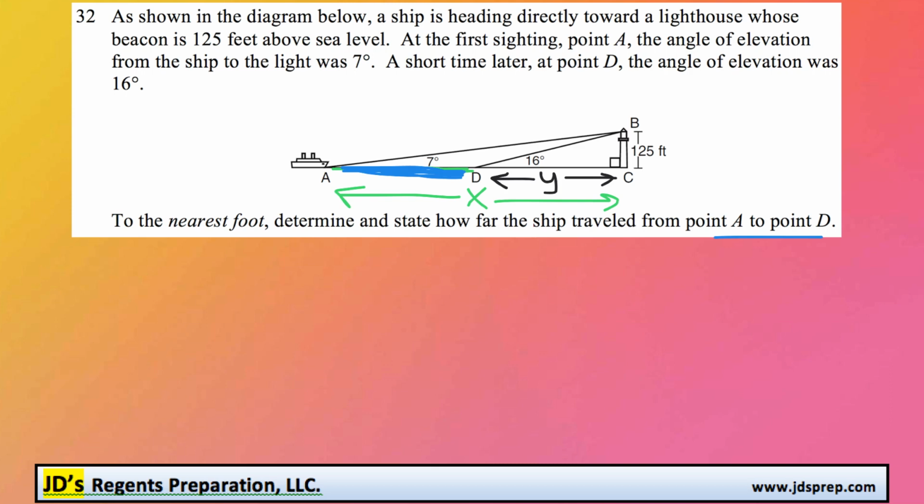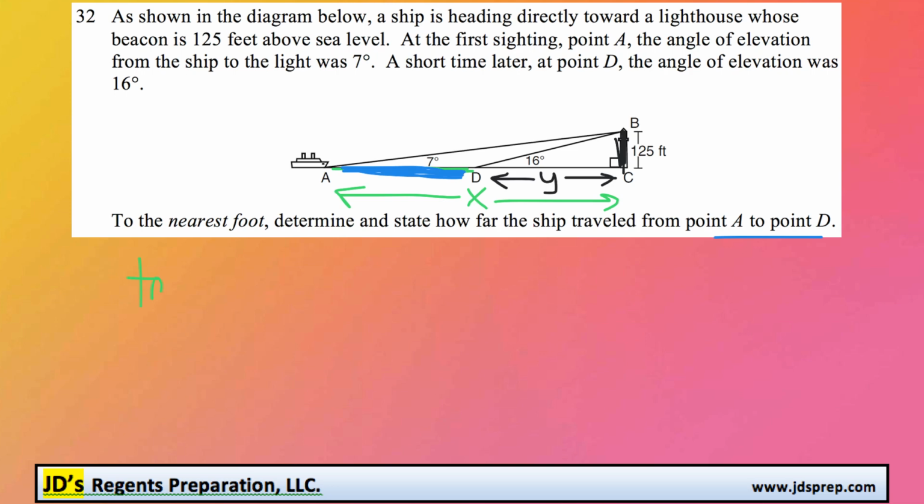Now, in both triangles, we're going to be using the tangent ratio because we know the opposite length of the angle. In both cases, it's 125. And we're looking for the adjacent length of the angle. Okay, so let's get started. Let's start with looking for the length of x.